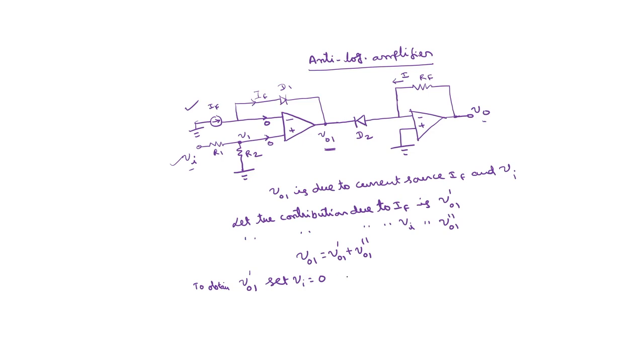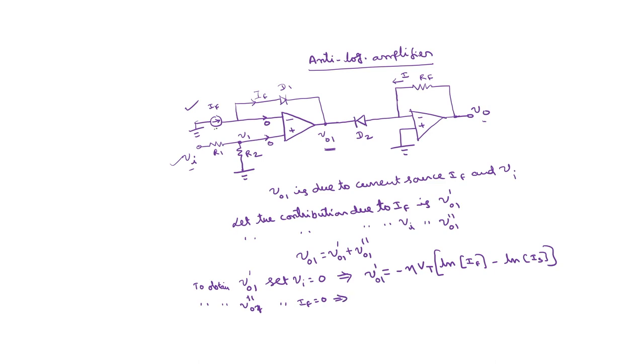So, what will be expression for this V01, which we have already derived for this logarithmic amplifier as minus eta Vt times logarithm of IF minus logarithm of IS, where IS is the reverse saturation current. This is V01 dash, and to obtain V01 double dash, set IF equal to 0.